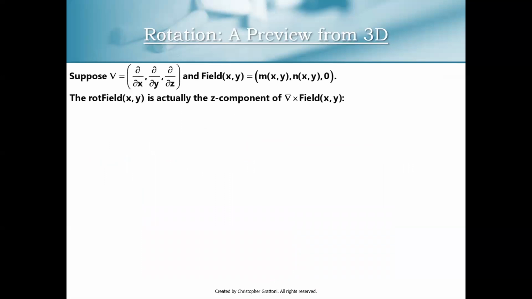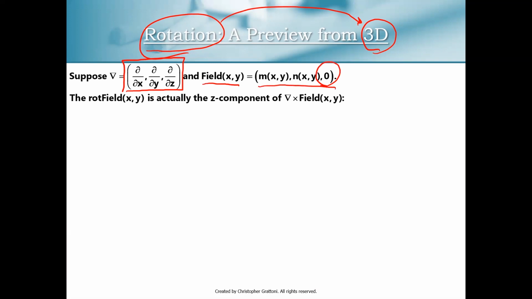Now, just to preview things that are coming later in this course, the rotation of a vector field actually relates to something that we're going to learn about when we move up from 2 dimensions to 3 dimensions in a couple chapters. So suppose we have del as a 3-dimensional vector here, d/dx comma d/dy comma d/dz, and let's embed our vector field m comma n in 3-dimensional space by just throwing a comma 0 at the end of it. The rotation of our vector field is actually the z component of this quantity that relates to differential operators.